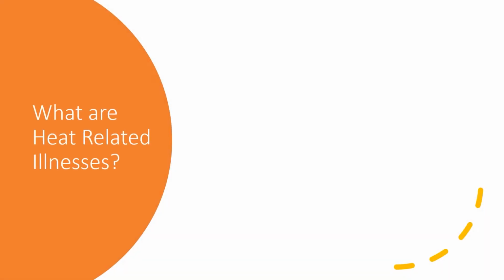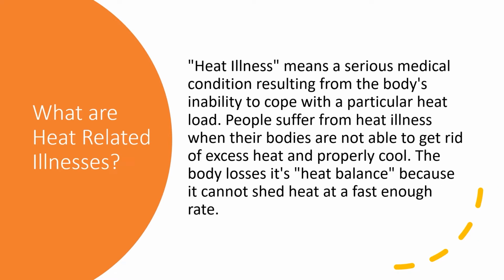On this episode, we will be discussing the different types of heat-related illnesses. Let's start off with understanding what are heat-related illnesses. Heat illness means a serious medical condition resulting from the body's inability to cope with a particular heat load. People suffer from heat illness when their bodies are not able to get rid of excess heat and properly cool. The body loses its heat balance because it cannot shed heat at a fast enough rate.